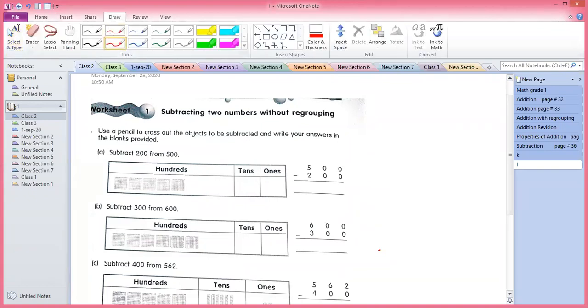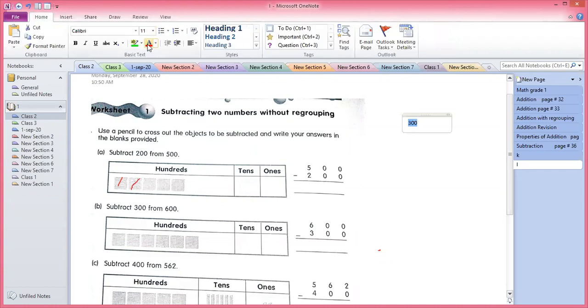For 5 minus 2, I will cut this. These are 1, 2, 3, 4, 5. I will cut 1 and 2. Check now how many are there. 1, 2, 3. So the answer is 3. 300. Very good. I'll write this answer. It is 300.